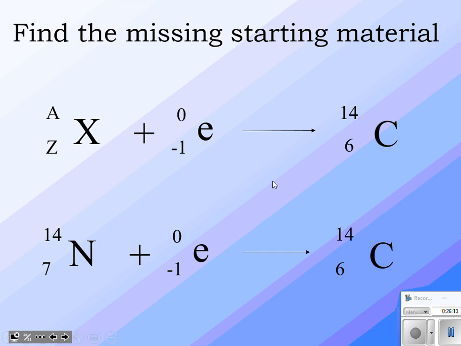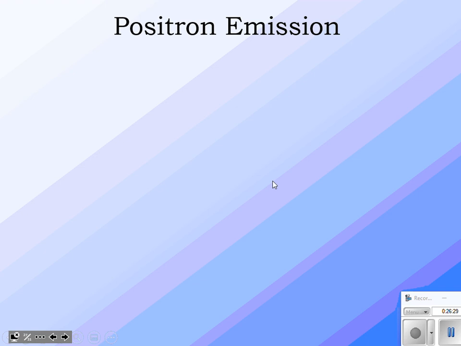So this stuff, ladies and gentlemen, is not difficult math. The difficult part is distinguishing what I got going on and memorizing my equations. The last one we're going to talk about today is positron emission. Positron emission.